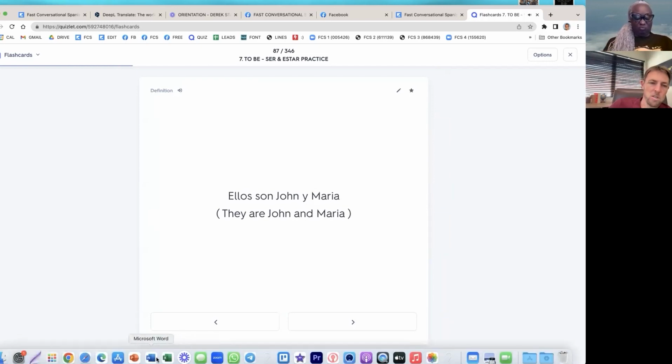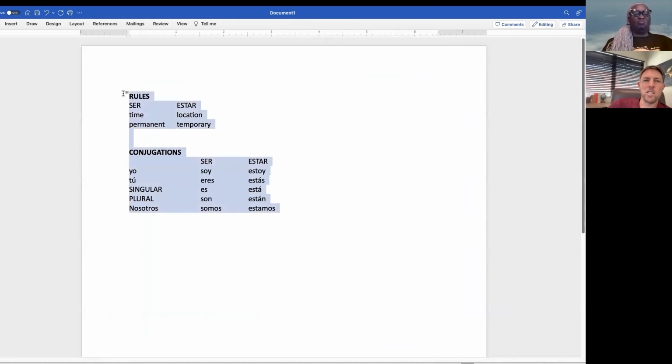Okay. So Bonita, everything you need to know is on this sheet. Take a screenshot of this, make your own sheet, put it by your desk. When you're going through a sentence, first you ask the rules: is it ser or estar? Once you figure out which rule it is, then you conjugate it. Step 1, is it ser or estar? Step 2, how do you conjugate it?